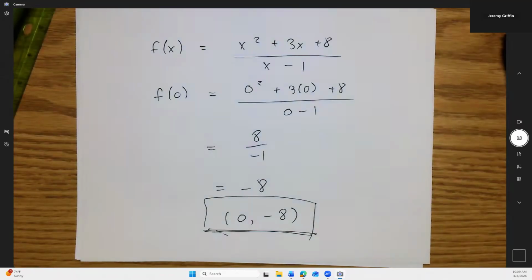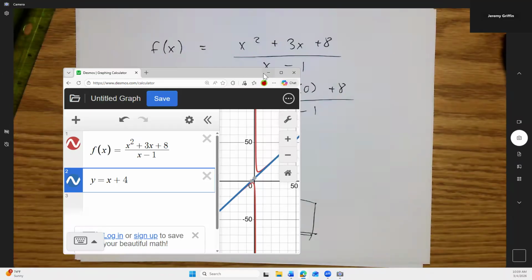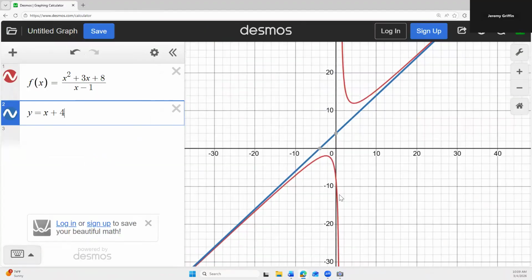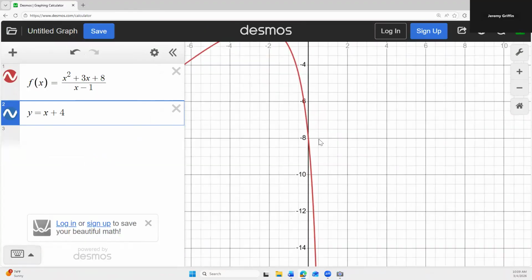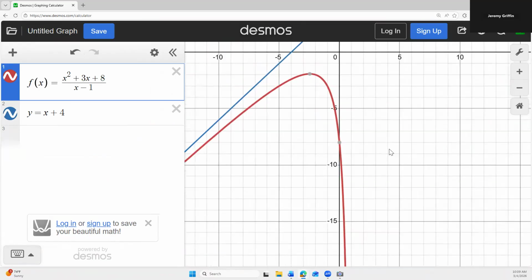Since it's the same graph as I just graphed here anyway, let's confirm that. Let me zoom in right here. Supposedly 0, negative 8 should be the y-intercept. There it is! 0, negative 8. That's totally it.